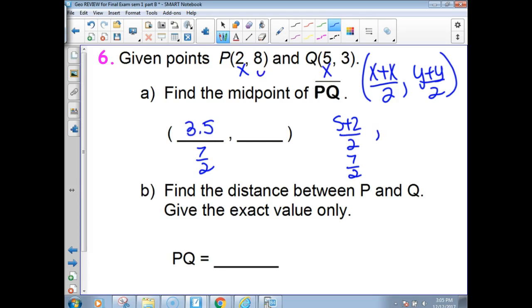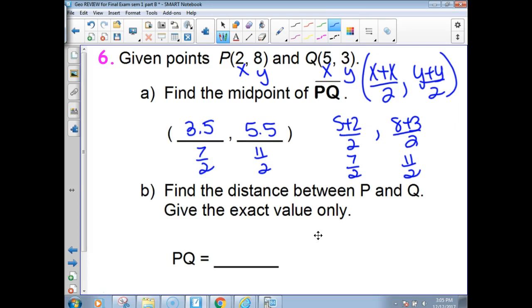The y parts are the 8 and the 3. You add them, 8 plus 3, and divide by 2. That's 11 divided by 2. You can write 11/2 or 5.5. If you made these into mixed numbers, 3.5 or 5.5, that's okay too.